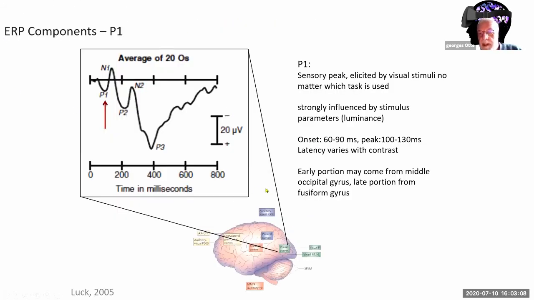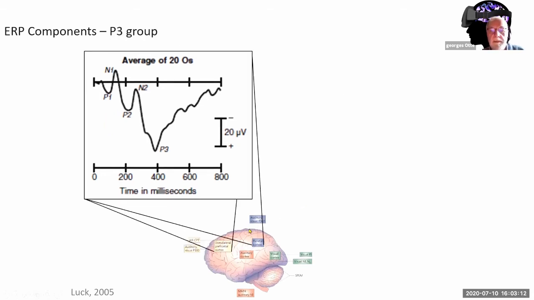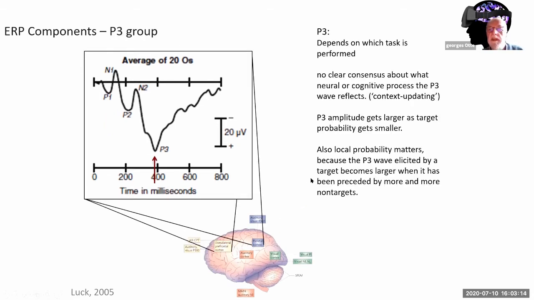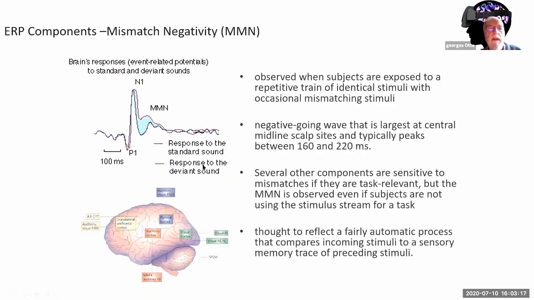These components we've seen, I will not come back. This is the P1, Christoph spoke about it. This is the P300, we've seen this. This is just for illustration. I will now go to another potential, another one in the series, which is the mismatch negativity.